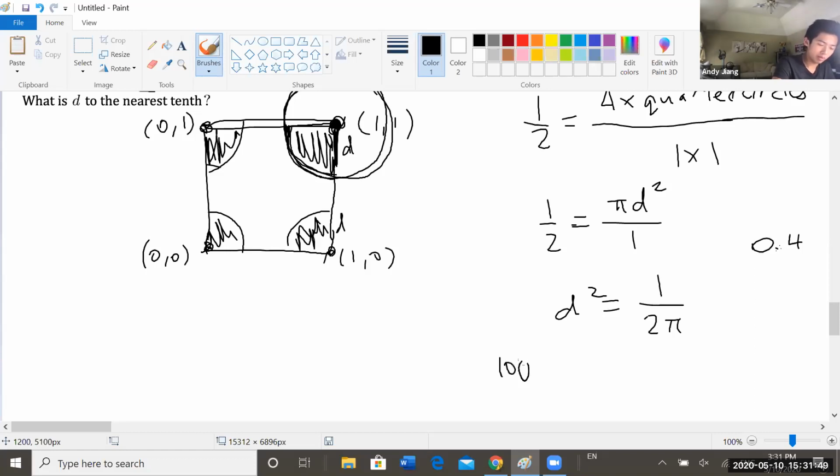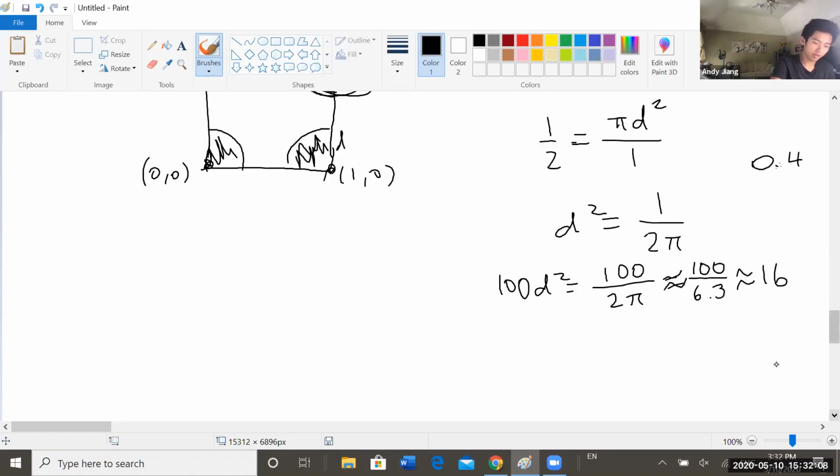So let me multiply both sides by 100. What is 100 over 2 pi? Well, 2 pi is about 6.3, so this is about 16. Now square rooting both sides, I get 10d equals 4. So d is around 0.4. And it's pretty close to 0.4.